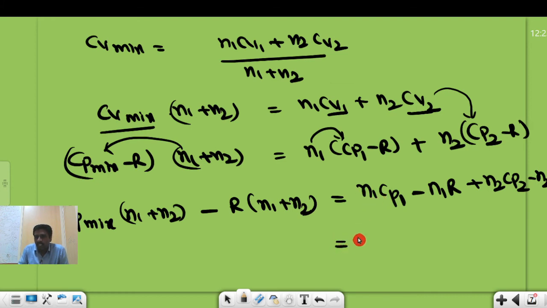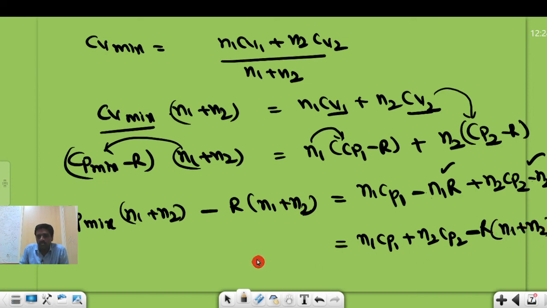Now I am writing the positive values separately, n1 Cp1 plus n2 Cp2. In the negative terms, the negative is common, and R is also common, so we have R into (n1 plus n2). On the left hand side we have minus R into (n1 plus n2), and on the right hand side minus R into (n1 plus n2). Both are cancelled.